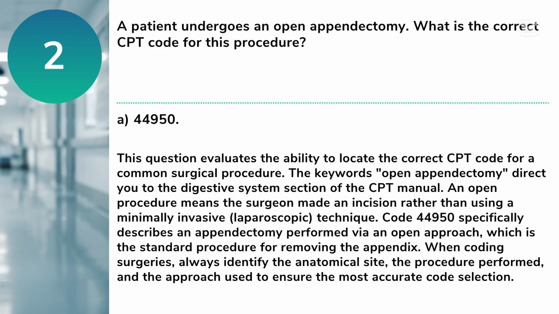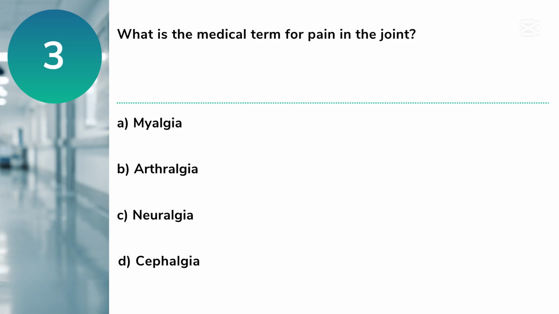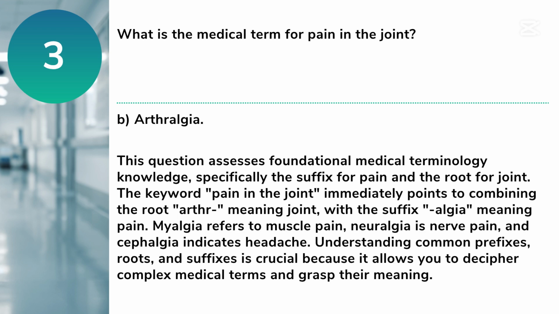Question 3. What is the medical term for pain in the joint? A. Myalgia. B. Arthralgia. C. Neuralgia. D. Cephalgia. Answer: B. Arthralgia. This question assesses foundational medical terminology knowledge, specifically the suffix for pain and the root for joint.